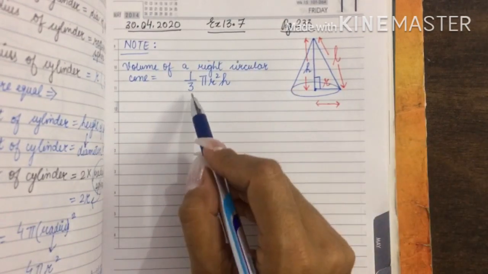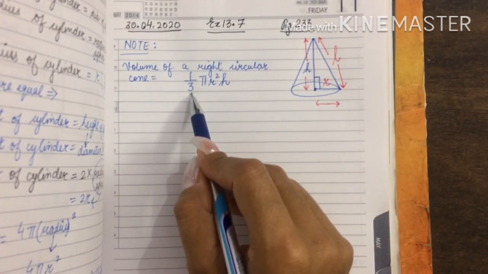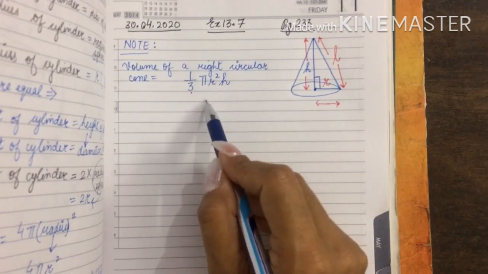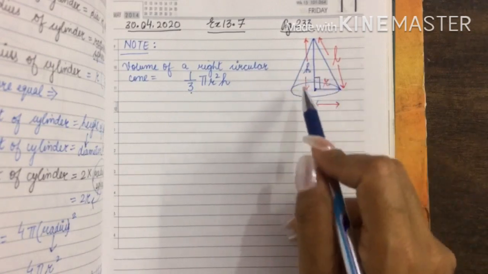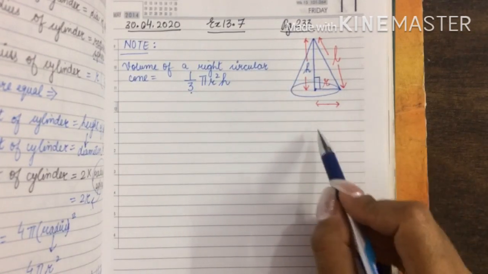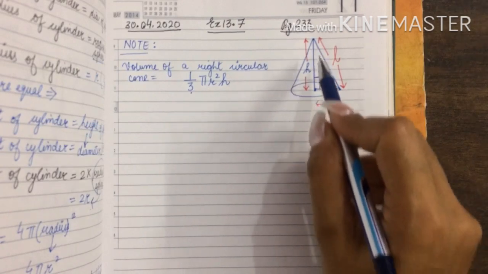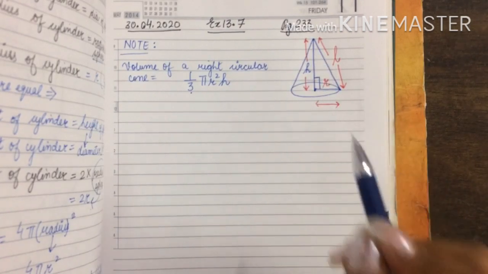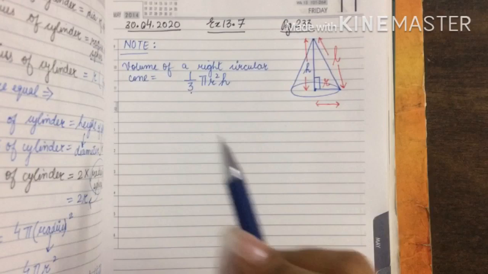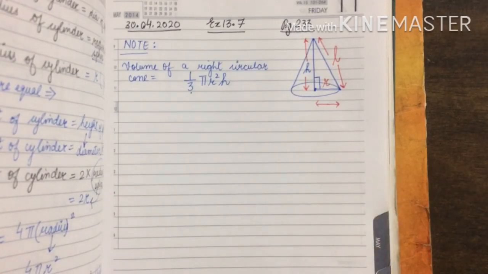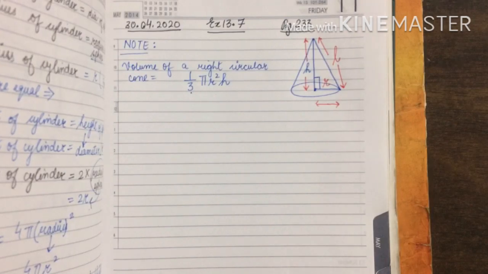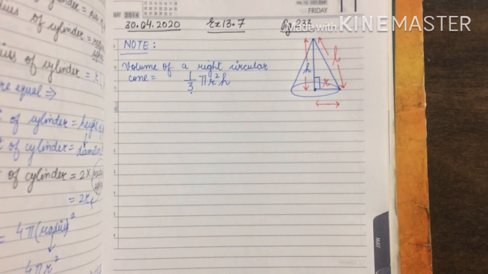You can remember this as 1/3 the volume of a cylinder with the same radius and same height as this cone. So if you had a cylinder with the same base radius and the same height, its volume will be pi r square h, and the volume of this right circular cone is 1/3 of that volume. Now let us learn how we are going to apply this formula and solve questions from the exercise.